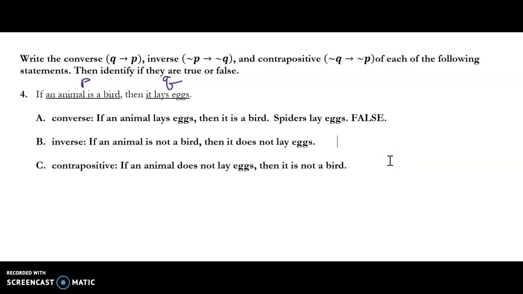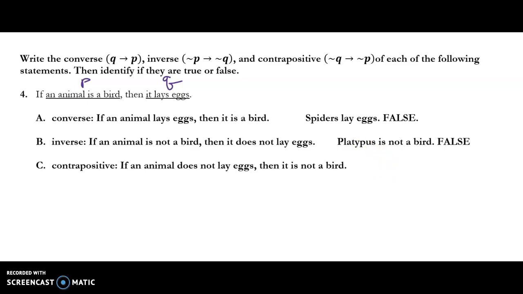So if an animal is not a bird, then it does not lay eggs. Okay? We need to think of some animal that's not a bird. Okay? What about a platypus? Is not a bird. But platypus lays eggs. Okay? So that's a false statement because I have a counterexample.